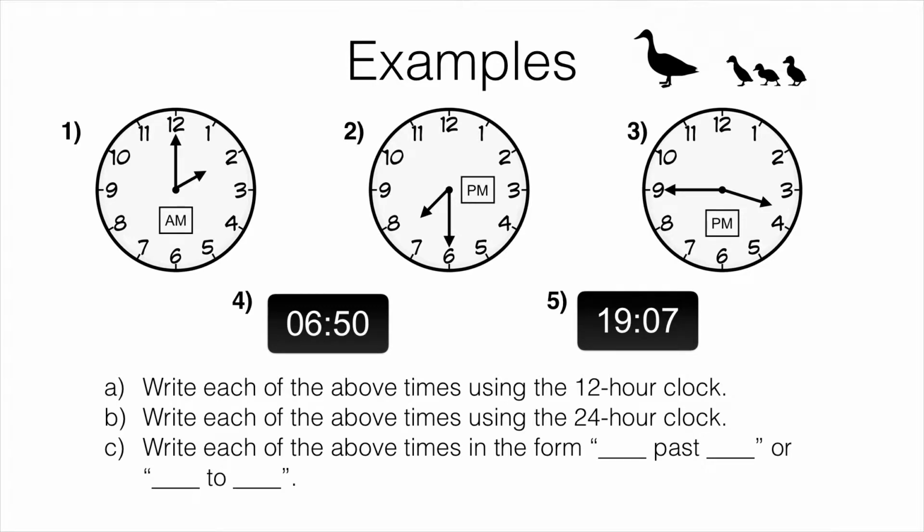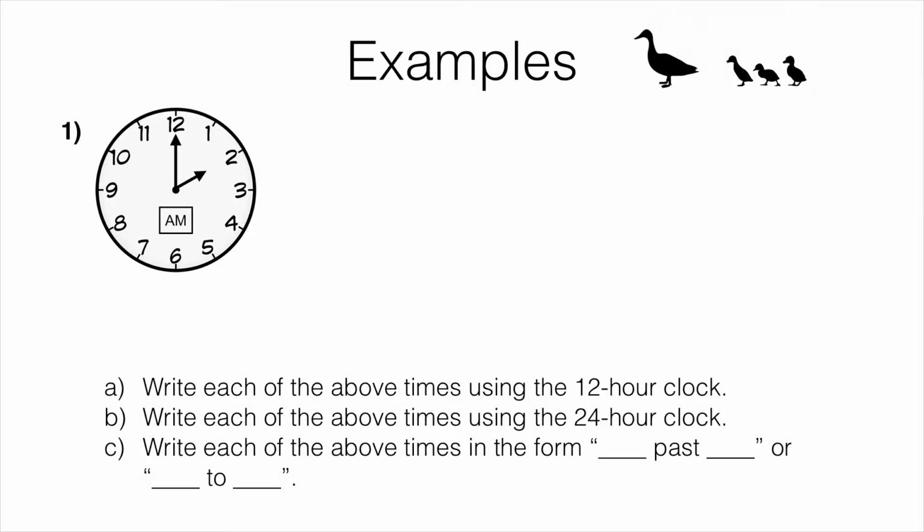In this video, we're going to look at how to tell the time using analog clocks. Those are these up here. We're also going to look at how to tell the time using digital clocks like these. And we're going to be able to tell the time and write them down using the 12-hour clock or the 24-hour clock system. And we're going to be able to write them in the form that we would more commonly speak. For example, 3:15 or 10 to 9.